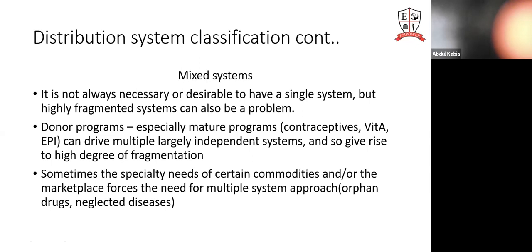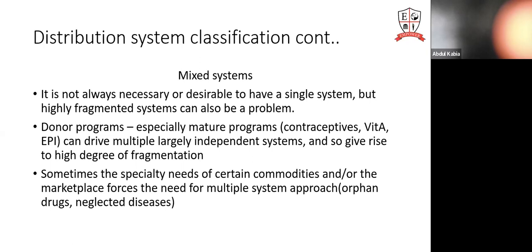So we have mixed systems. There is no one system that is perfect. But if the systems are too fragmented, there could also be a problem. Like, for example, mature programs, like the nutrition program distributing vitamin A, the EPI program distributing vaccines, the contraceptive programs. If you have too many fragmented programs, they can give rise to problems. So it is desirable to have a mixed system depending on the situation of the country, but too much fragmentation of distribution systems will cause a lot of problems in the system.